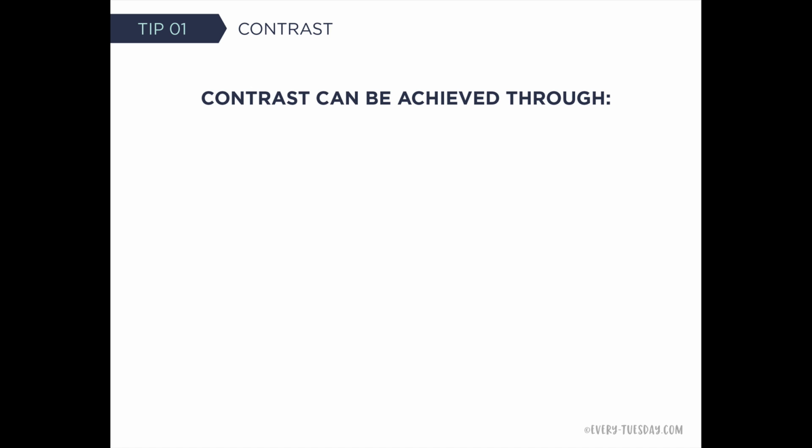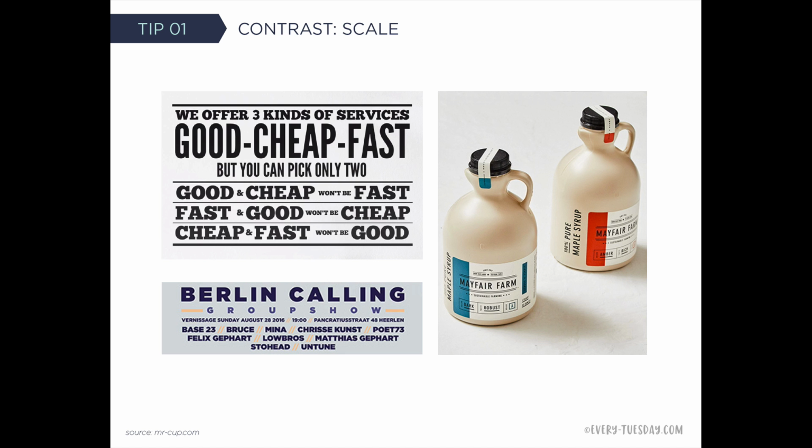So contrast can be achieved through scale is number 1, and I've got a couple of examples of each one of these so you can kind of begin thinking in your mind how you'd like to pair your own type. So with scale, you can see we've got very similar fonts here that are paired together, but with scale between the two, you're getting a better layout and they pair very well together because we've got one that's very large compared to one that's definitely smaller, so you know what's most important.